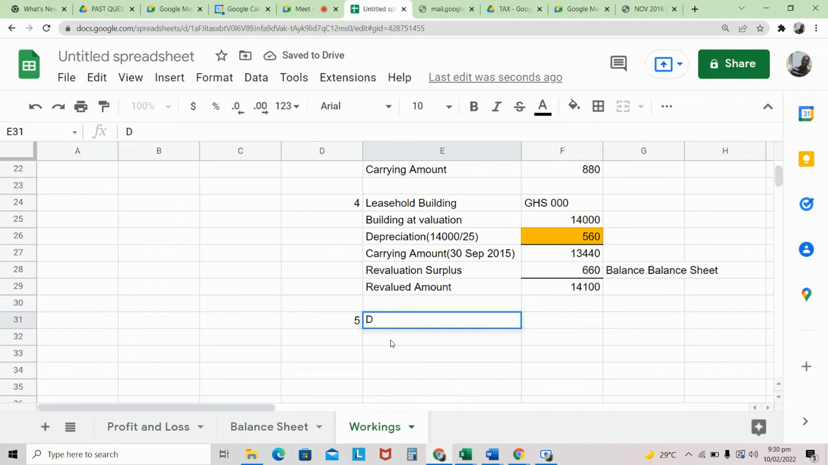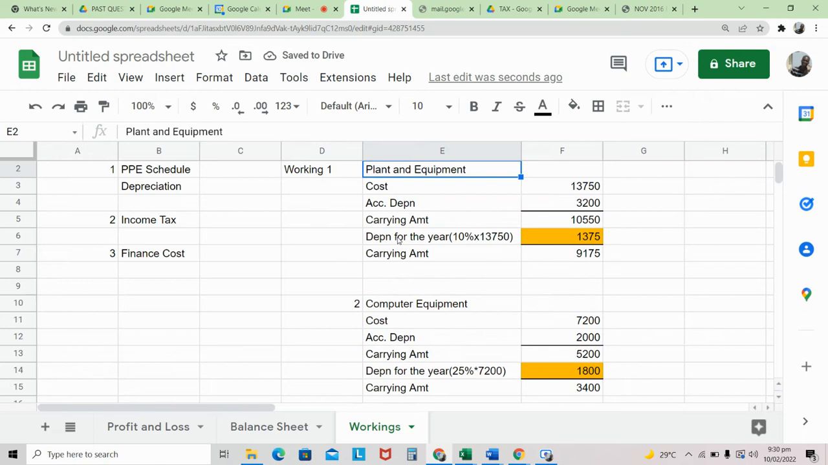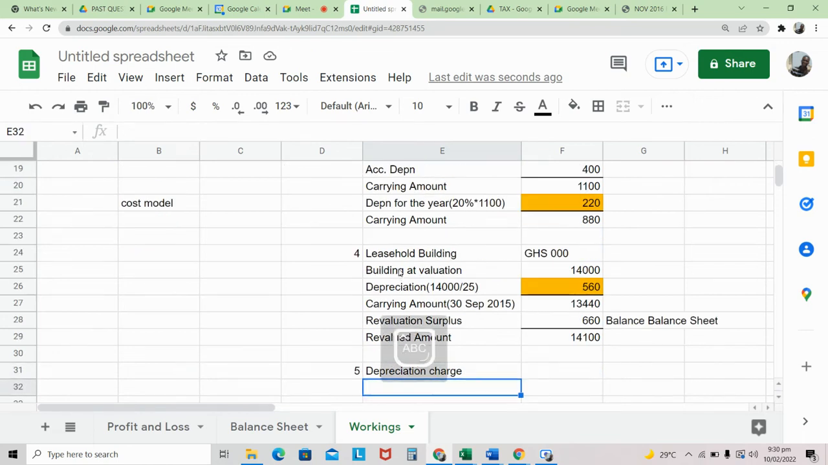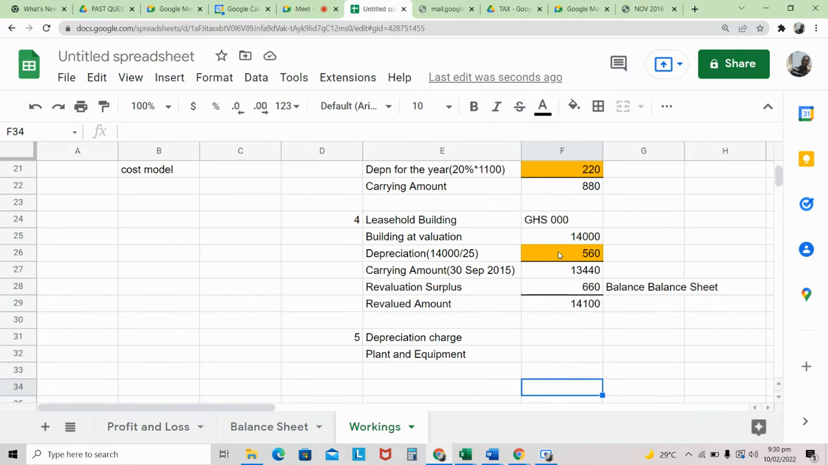So depreciation charge, but depreciation will go to your income statement. So plant and equipment is 1373. So 1373.